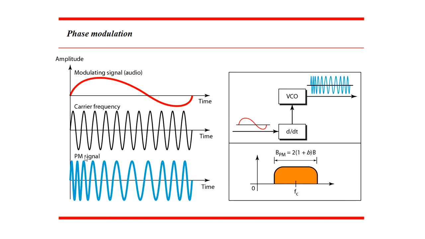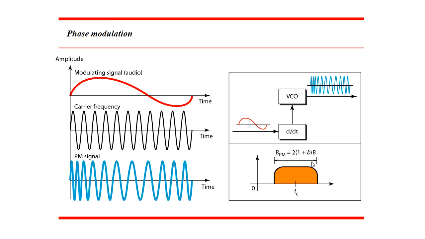Okay, so see here, this is how a phase modulated wave is generated. So there is a differentiation in phase. This differentiation is given to a voltage controlled oscillator. This oscillator will embed your carrier frequency and it will give the output signal, which is your phase modulated signal.